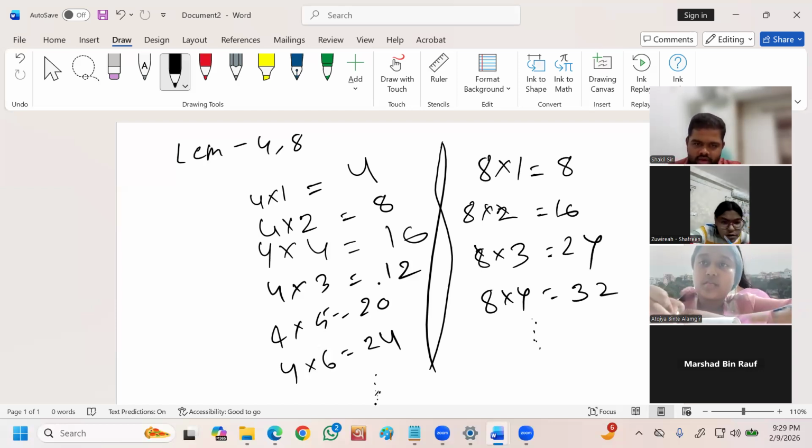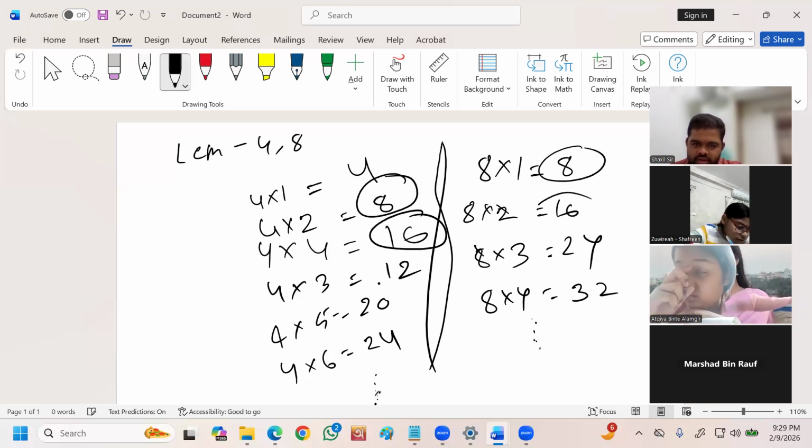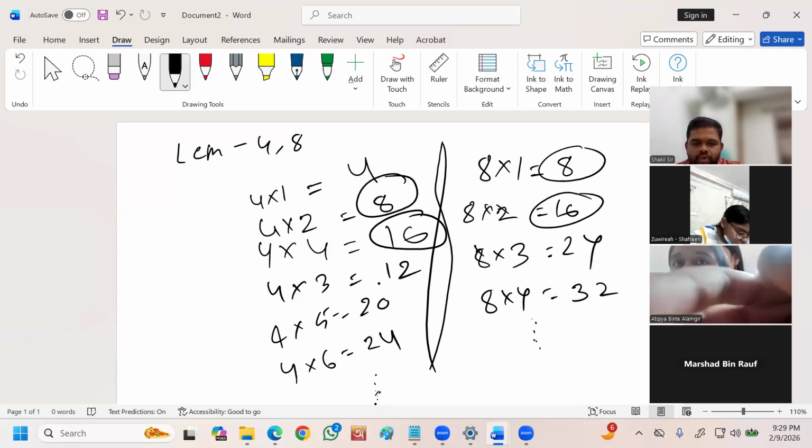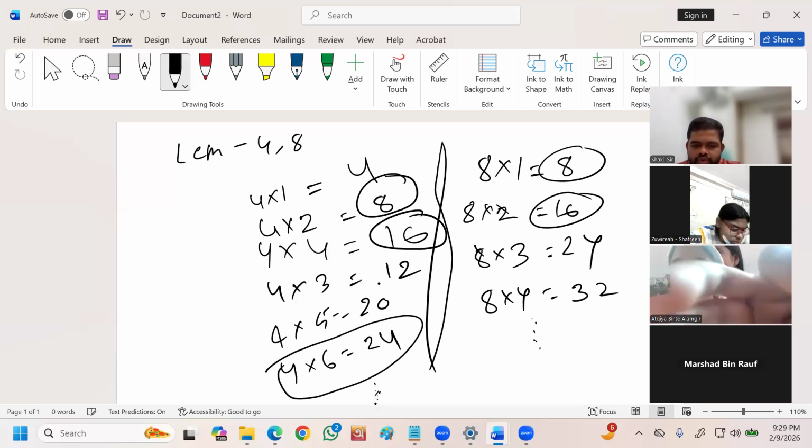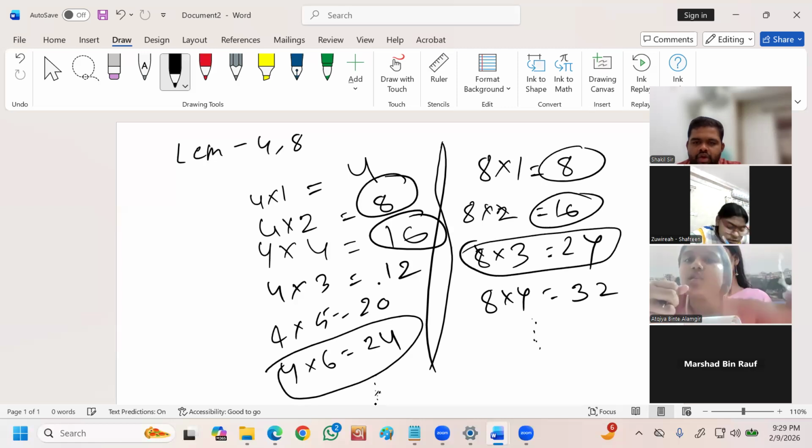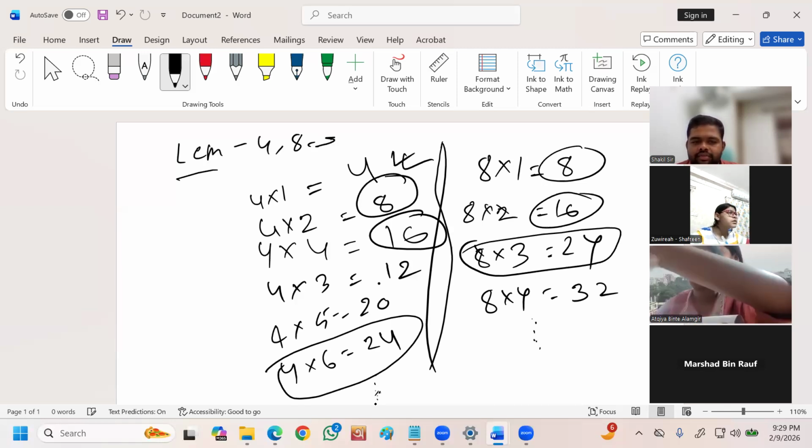As you can see, the common number is 8, common number is 16, so far these two are the only common numbers, right? No, this one is also common, 24 is also common. These three are the common numbers. Now, as we are calculating LCM, which is lowest common multiple, that means we have to take the lowest number, which is 8. That means 8 is the LCM here.